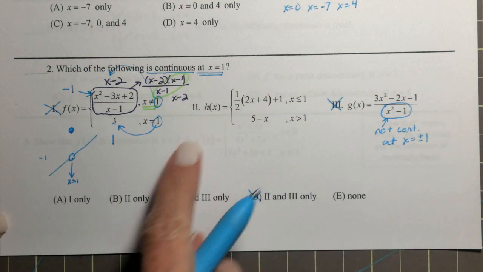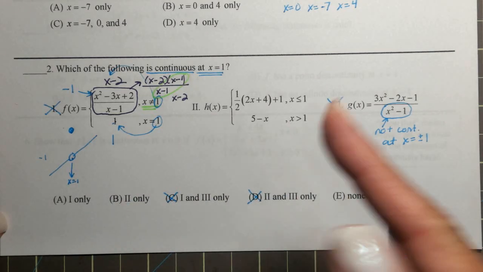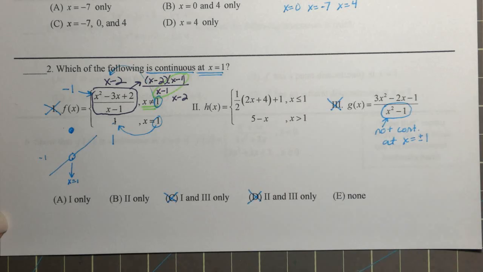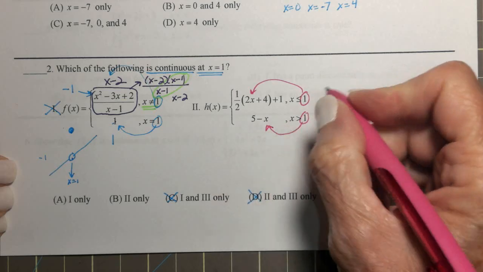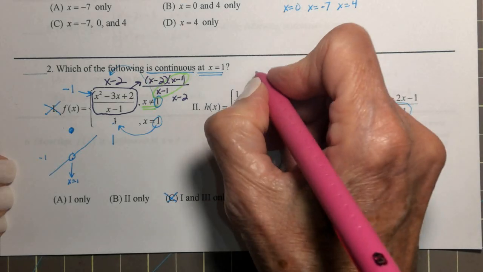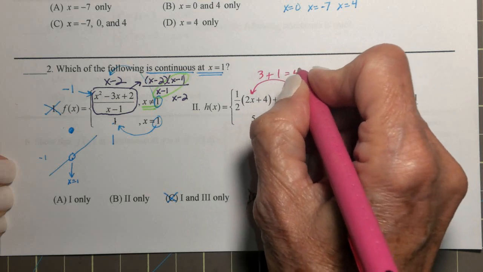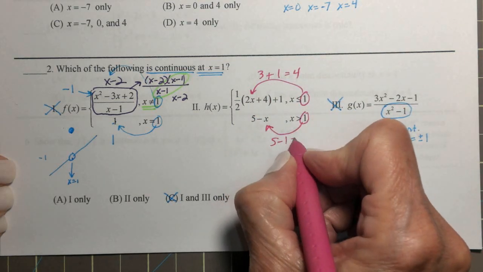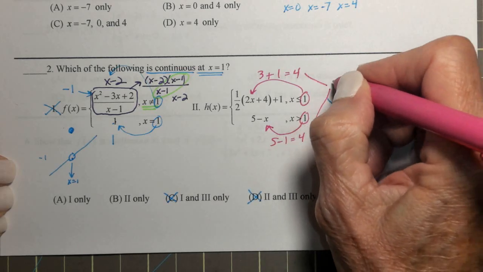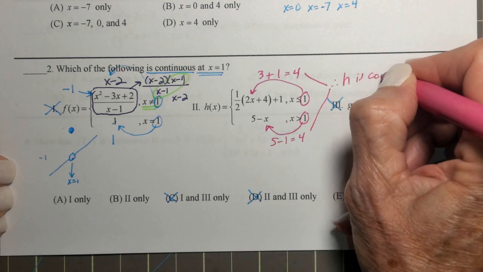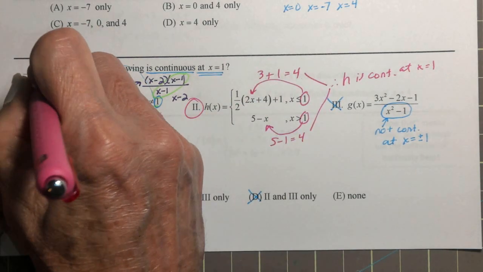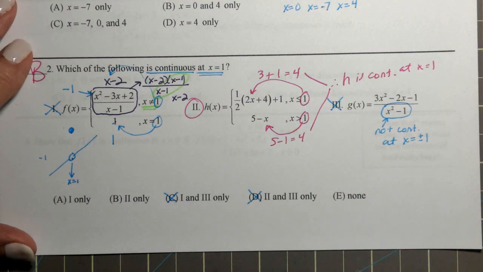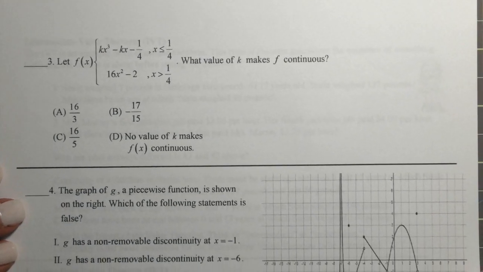So I know my answer here is going to be either 2 only or none. But this one is going to be really quick to find out, because I can just put this 1 in for the x here, 1 in for the x there. Half of 6 is 3, plus this 1 is 4. And 5 minus 1 is 4. These match. So H is continuous at x equals 1. Okay? All right. So a couple of multiple choice questions give you an idea what those can look like.